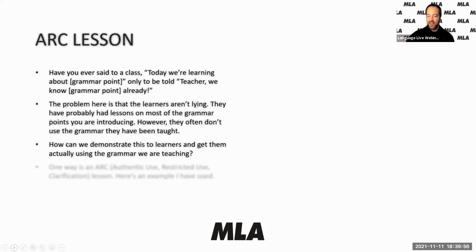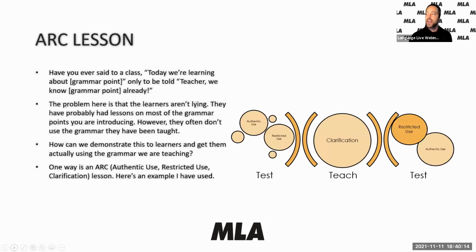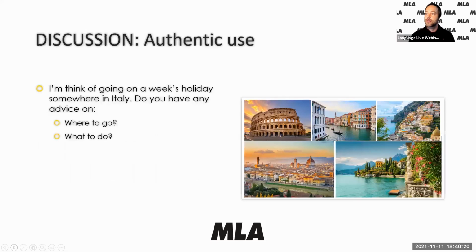So how can we actually get them using the grammar that we are teaching? So Josh has already talked about the situational approach, and I've talked about guided discovery. Here's a way to mesh them all together. So ARC: A is authentic use, R is restricted use, and C is clarification. And these are for the different stages of the lesson. It's a form of test, teach, test, but it's a bit more formalized. So here's the start of a lesson that I did about 4 years ago.